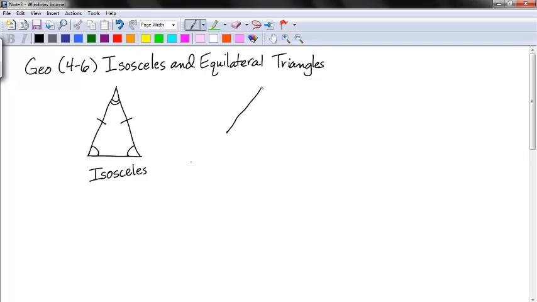Okay, an equilateral triangle, all three, remember equa means equal, lateral means sides. If all three sides are congruent, all three angles are congruent. So what would all three angles have to be on an equilateral? 60. Okay. And that's an equilateral. Equilateral means all three sides are congruent. And if all three sides are congruent, it's also equiangular. So each angle is 60.